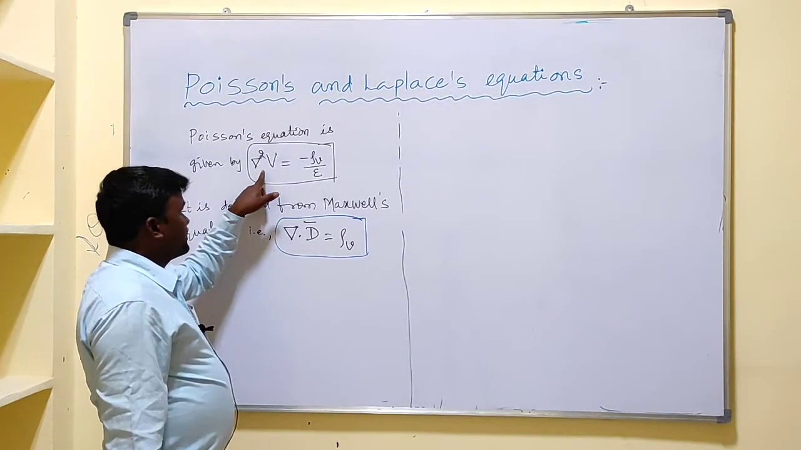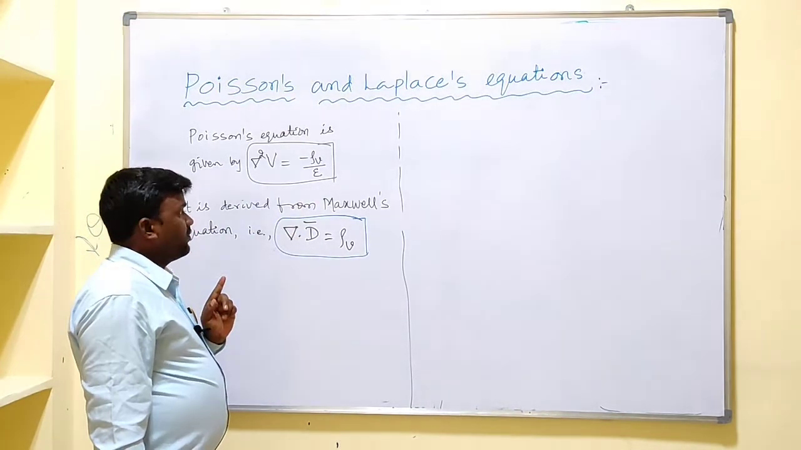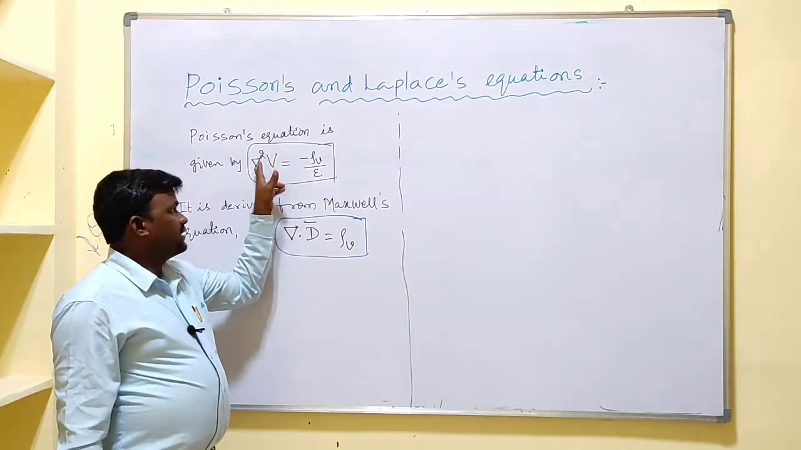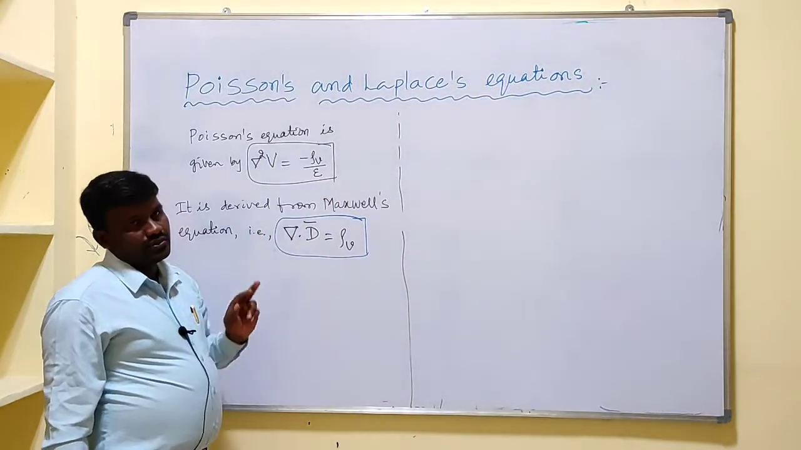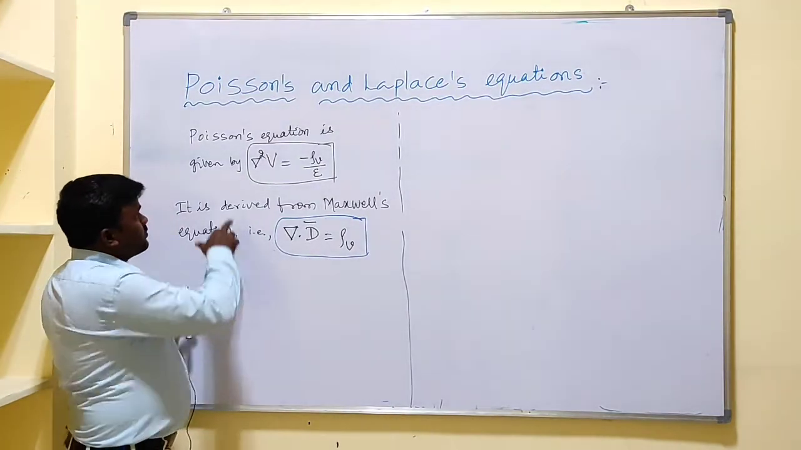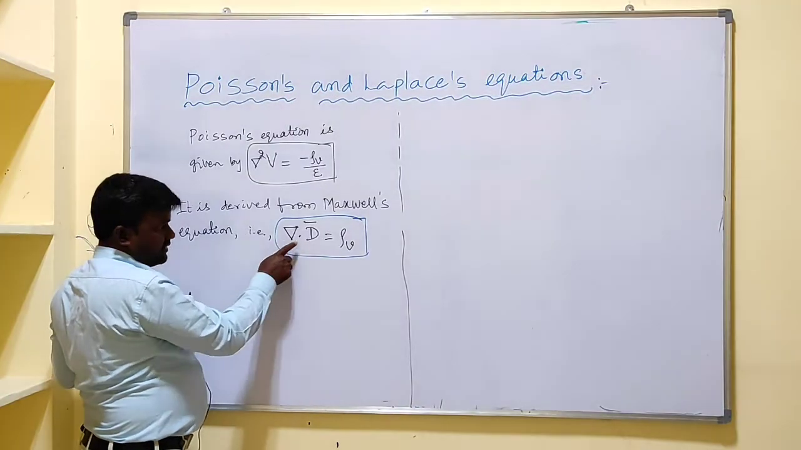Poisson's equation is this one, that is del square V equal to minus rho V by epsilon, whereas if this one is equated to 0, then that equation, del square V equal to 0, is called the Laplace equation. Now we will derive this Poisson's equation by using this Maxwell's equation, that is del dot D equal to rho V.